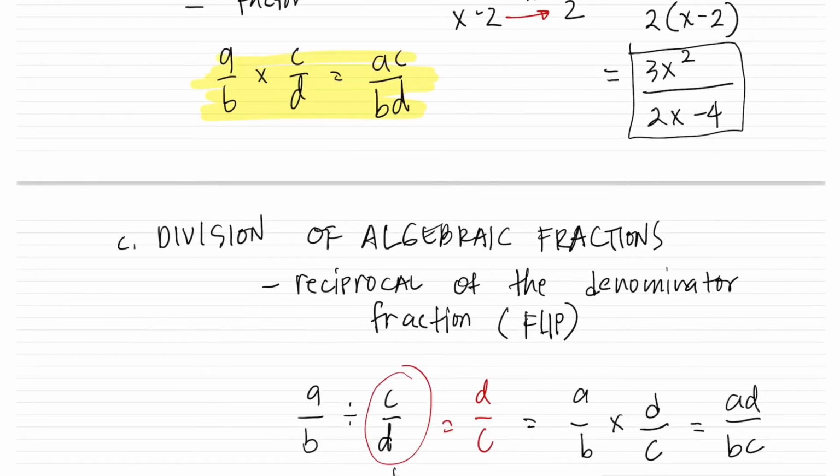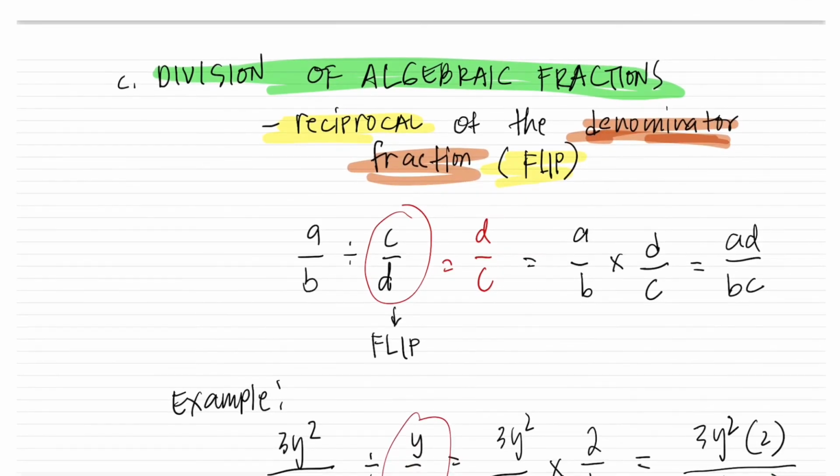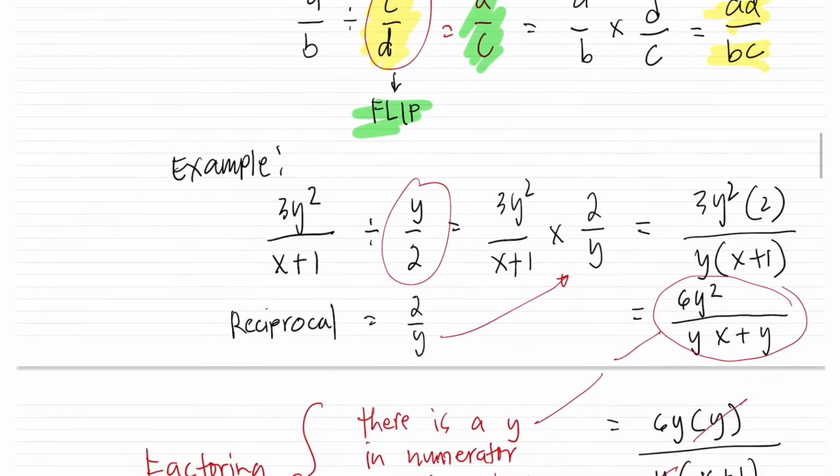Now next we have division of algebraic fractions. The most important thing, the same as numeric fractions, is we look for the reciprocal or the flip of the denominator fraction. When you flip it, it becomes D over C. The word is flip. So therefore the final answer would be AD over BC.